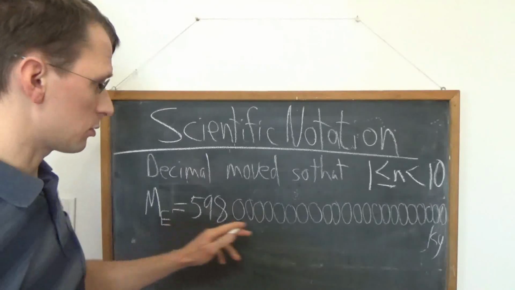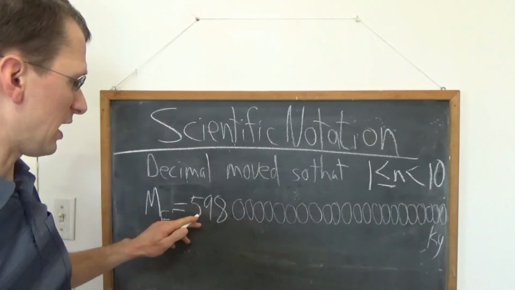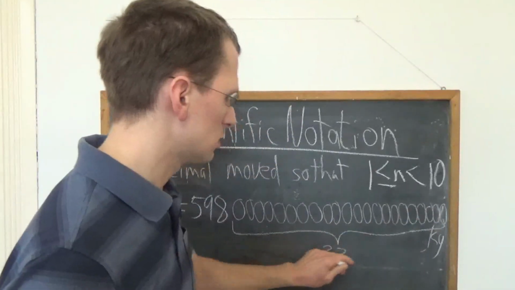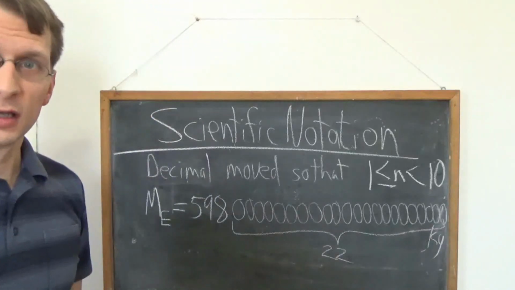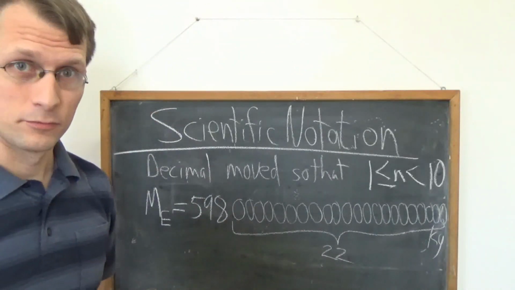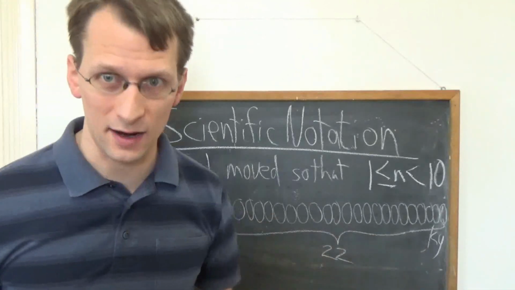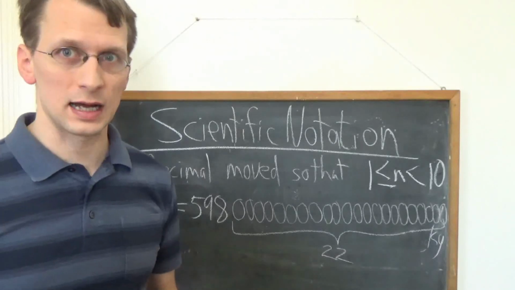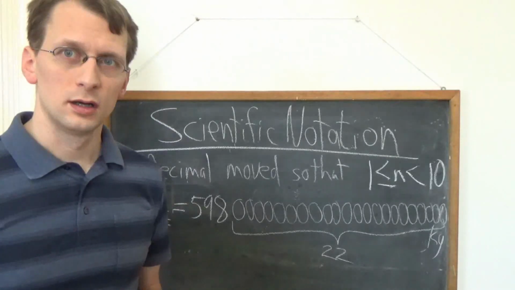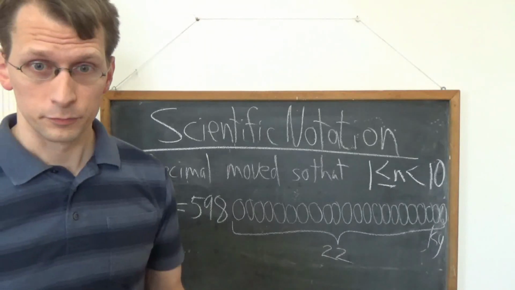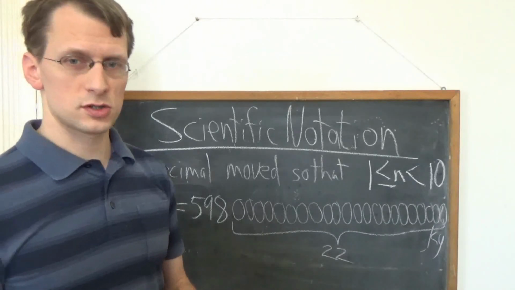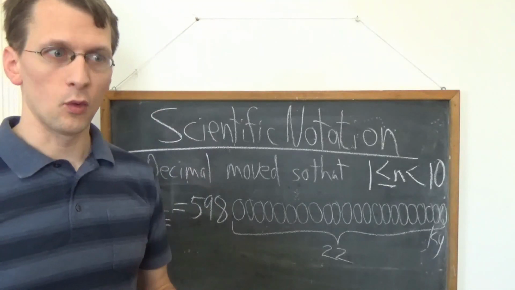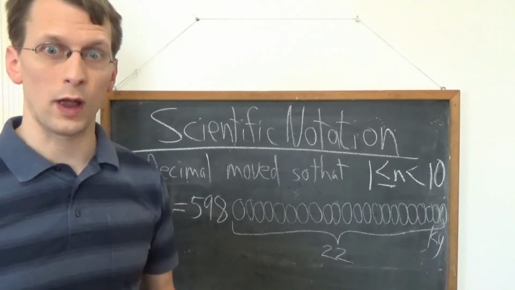But if we were to write that out, we would have 598 and then 22 zeros after that number in order to write it out all the way. And if we didn't have scientific notation, we would be writing zeros for a really long time in anything that dealt with large numbers or even small numbers. So it's a way of condensing the material and making it more readable and more easily seen how big or small those numbers are.